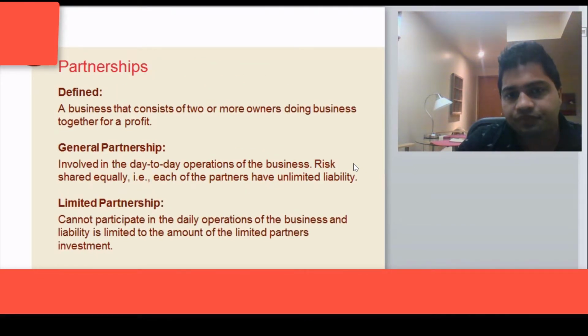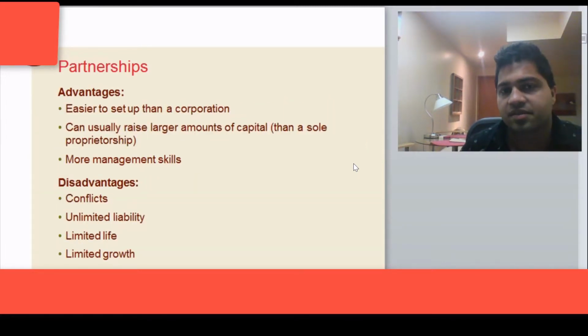What is a partnership? A business that consists of two or more owners doing business together for profit. There are two types of partnership, general and limited. General partners are involved in the day-to-day operation of the business. The risk is shared equally, that is, each partner has unlimited liability. Limited partners come in only as investors. So always try to visualize Shark Tank or Dragon's Den. They cannot participate in day-to-day operations of the business, and liability is limited to the amount of investment.